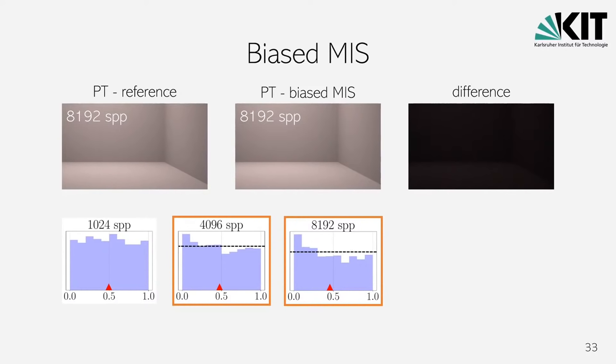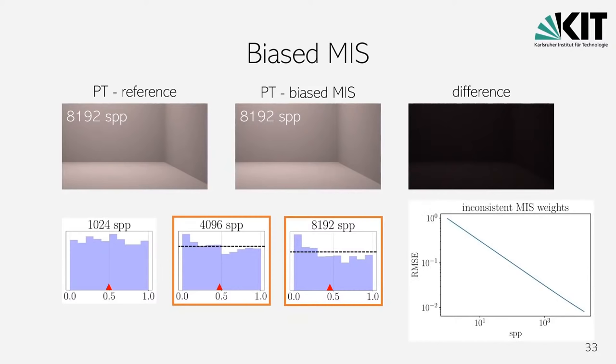However, this is not actually too bad when we compare it to the RMSE plot, since the plot doesn't even reveal any bias, at least for the first few thousand samples per pixel. Also, please keep in mind that for Welch's t-test we used the same sample count for both the reference and the tested renderer, while for a proper RMSE plot we would need many more samples for the reference.